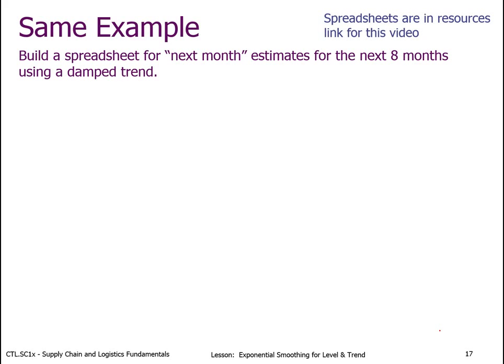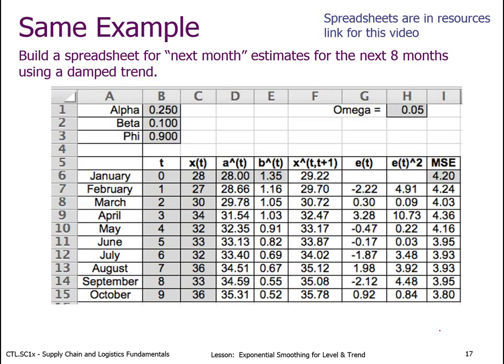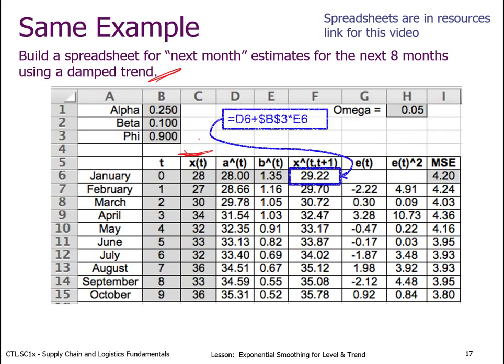And what I want to do is build a spreadsheet for next month estimates for the next 8 months. And this time, I'm going to use a dampened trend. And I've got the same data that has been used. So this information in column C is the same data that was shown in the previous example. So what do I have here?